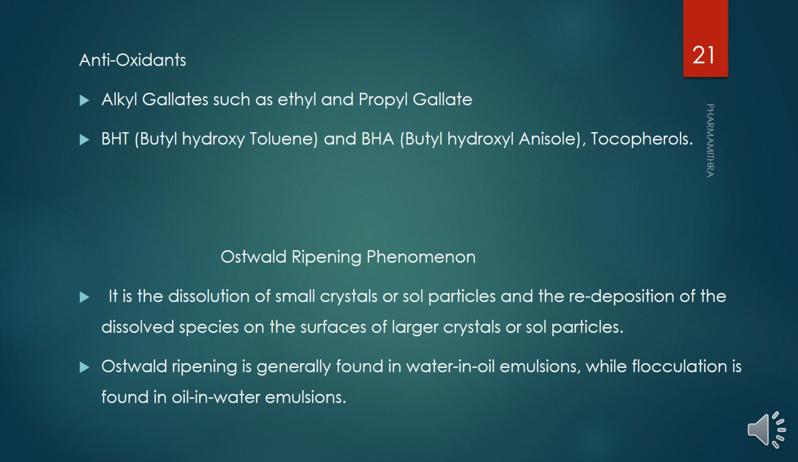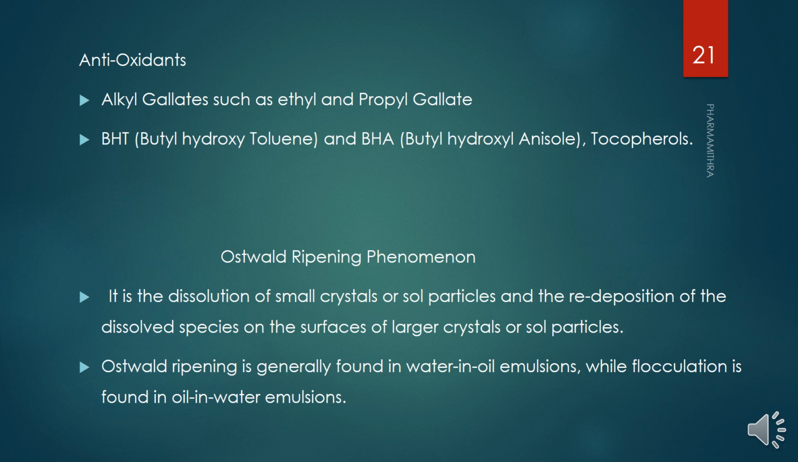Next, the examples for antioxidants. Alkyl gallates, that is ethyl and propyl gallate, are examples for antioxidants, and BHT, that is butylated hydroxytoluene, and BHA, that is butylated hydroxyanisole, and tocopherols are examples for antioxidants.